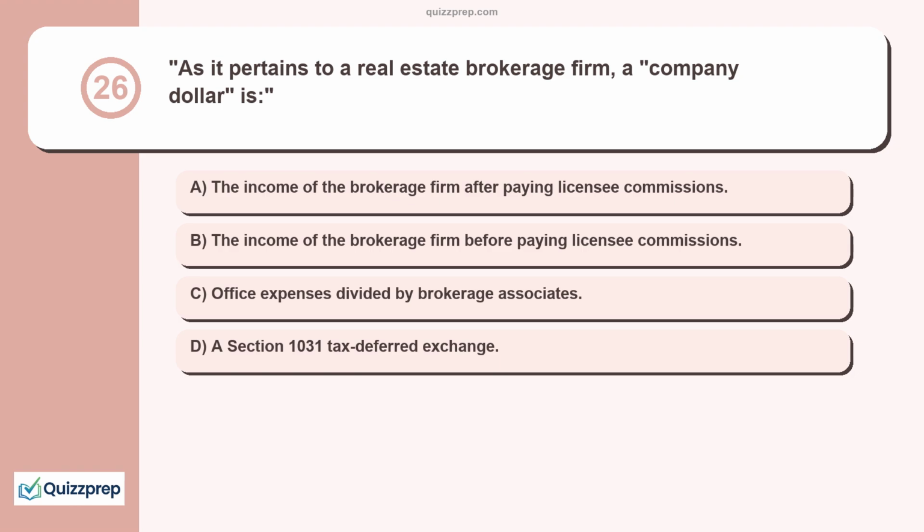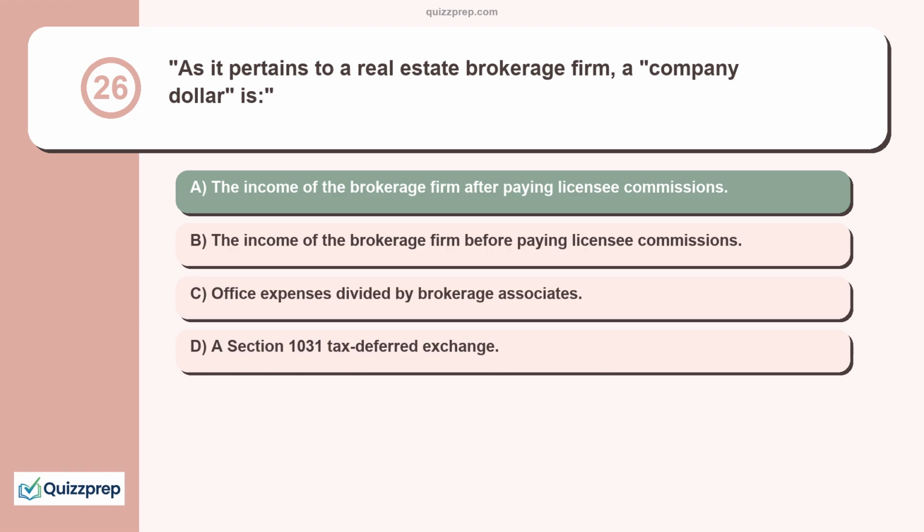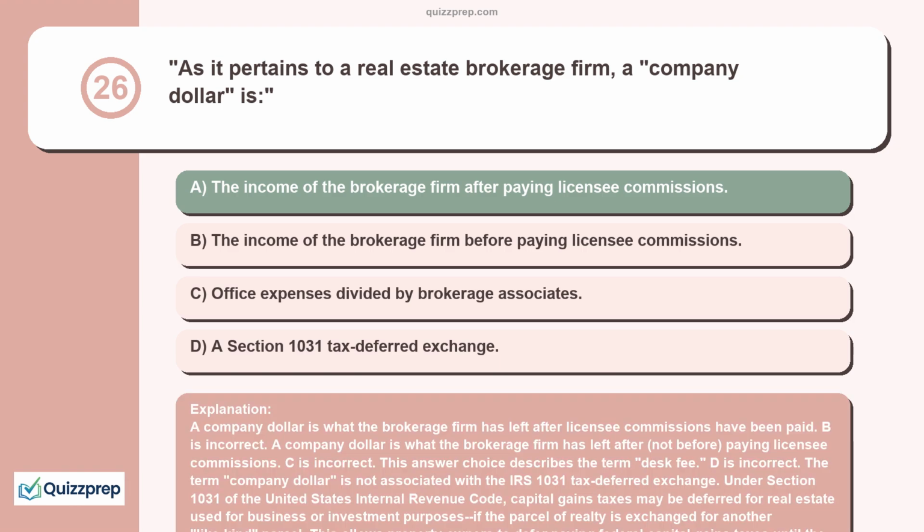Question 26. As it pertains to a real estate brokerage firm, a company dollar is the income of the brokerage firm after paying licensee commissions, the income of the brokerage firm before paying licensee commissions, office expenses divided by brokerage associates, a Section 1031 tax-deferred exchange. A company dollar is what the brokerage firm has left after licensee commissions have been paid.